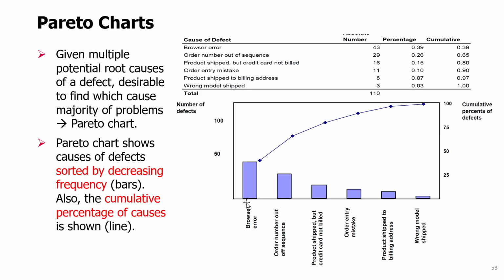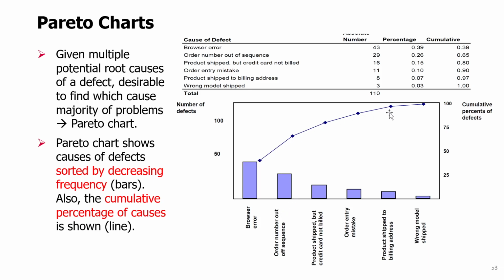What the Pareto chart is supposed to show is this data presented visually. Bars are for the number of occurrences, on the left axis, and this line is for the cumulative percentage of occurrences, which is represented on the right axis. What is nice about these charts is that, first of all, they focus our attention on the types or causes of defects that are more frequent. So we start reading from left to right, and we see browser error was the most frequent, and order number out of sequence was the second most frequent cause.